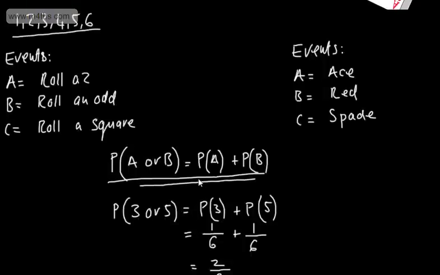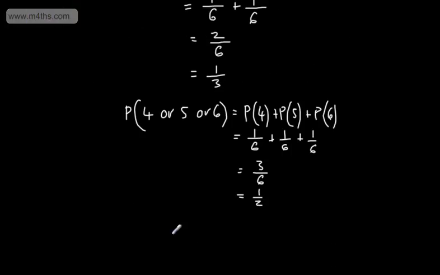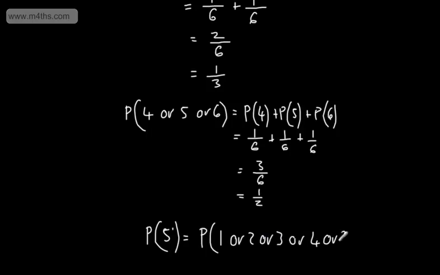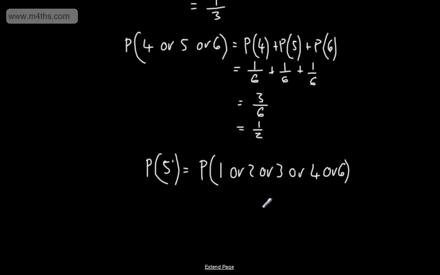Let's also look at a different way that we could have done it. Let's have a look at another example. Let's say the probability now of not getting a 5. The probability of not getting a 5 could be written as the probability of a 1 or a 2 or a 3 or a 4 or a 6. Alternatively, as we saw in the last video, the probability of something not happening is 1 minus the probability of it happening. So we could say it's 1 minus the probability of a 5. If we went for this particular approach, it would be 1 minus 1/6, which would give us 5/6.